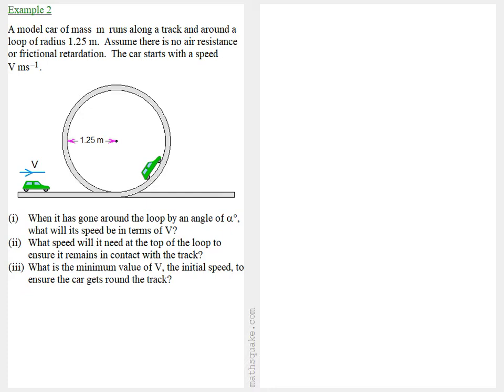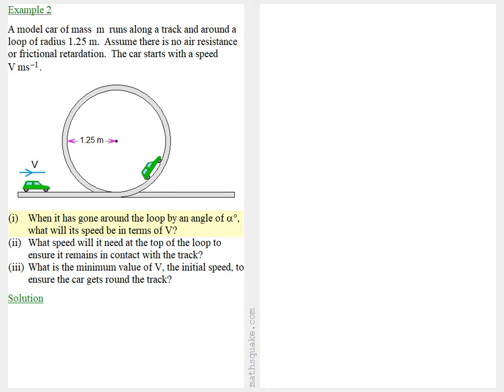Let's look at another example. Example 2. A model car of mass m runs along a track and around a loop of radius 1.25 meters. Assume there's no air resistance or frictional retardation. The car starts with a speed of v meters per second. In part 1 we're asked, when it's gone round the loop by an angle of alpha degrees, what will its speed be in terms of v?